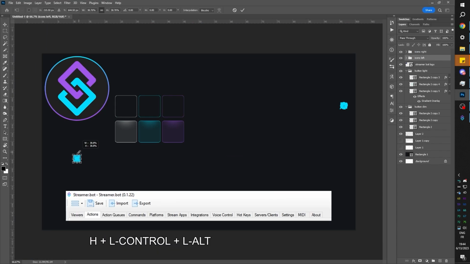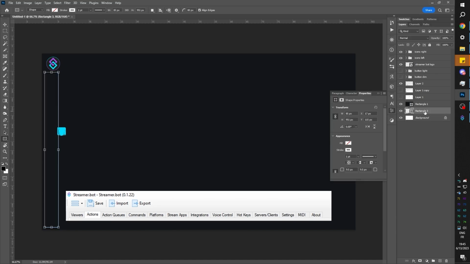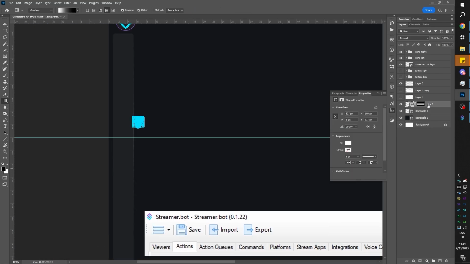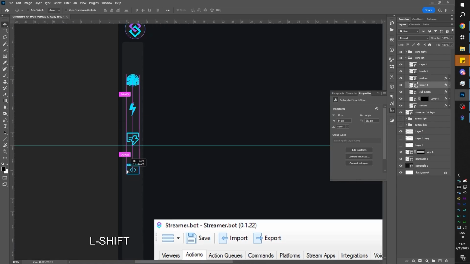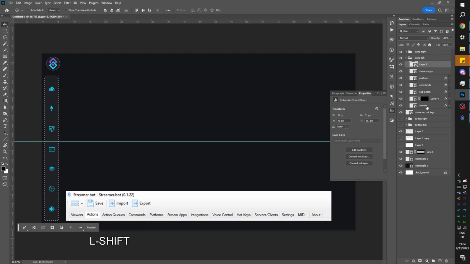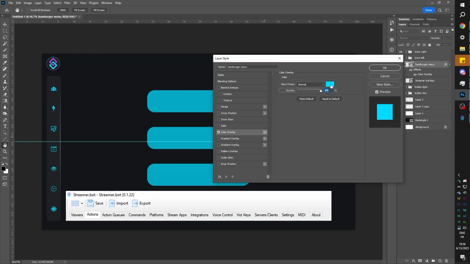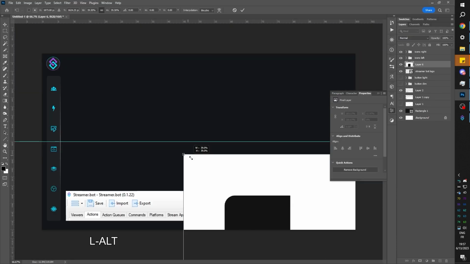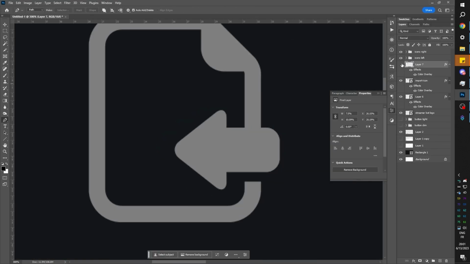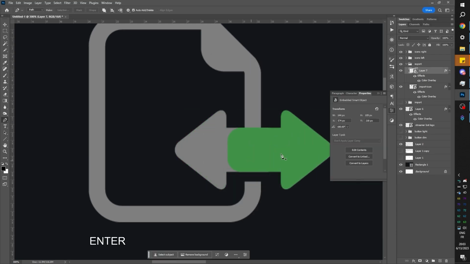The other goal here was to split the menu basically in two, so I would have some on the left and some on the right. On the left would be our major things, the things that we use the most, like the actions list, the action queue, the platforms, things for Twitch, channel points, and all that. And then on the right would be the rest, like integrations and streaming apps and things like that.